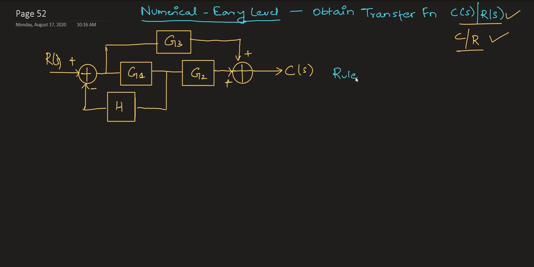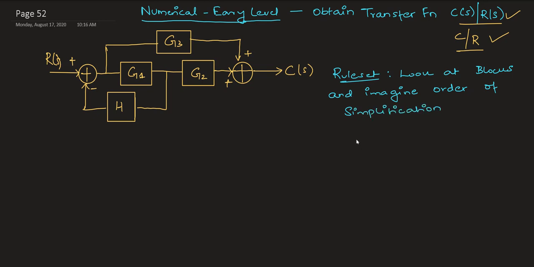So the question is to obtain your transfer function, and in this case the transfer function is given as the ratio of your output by the input, and in your case the question says the output is C of S, which means your input is R of S, and the transfer function is given by C of S upon R of S.